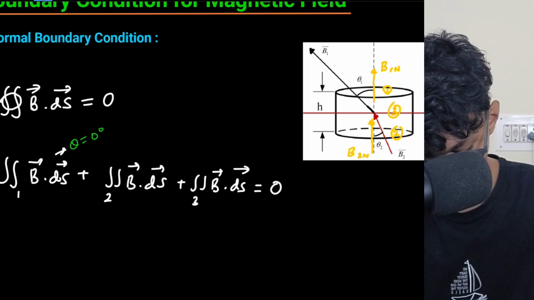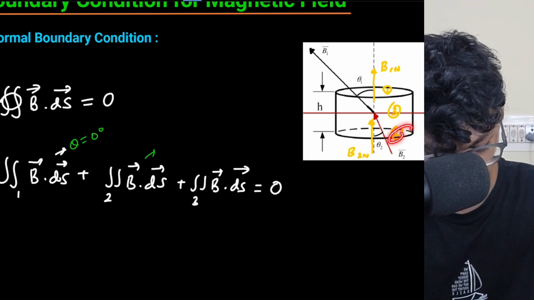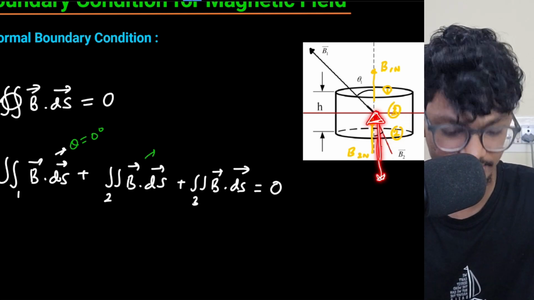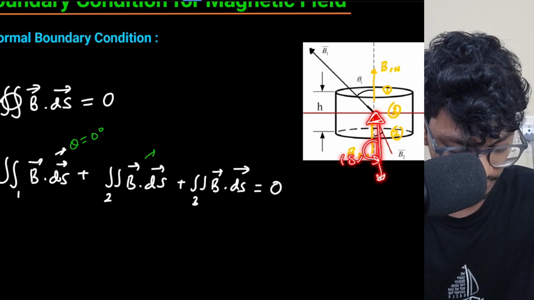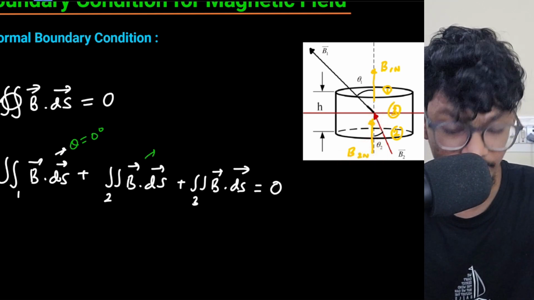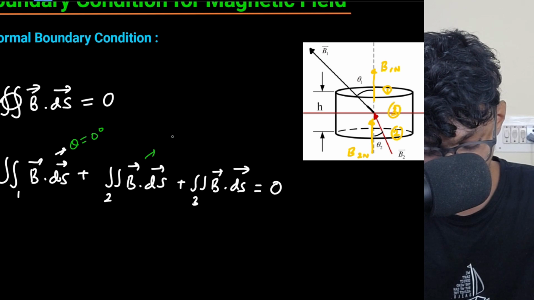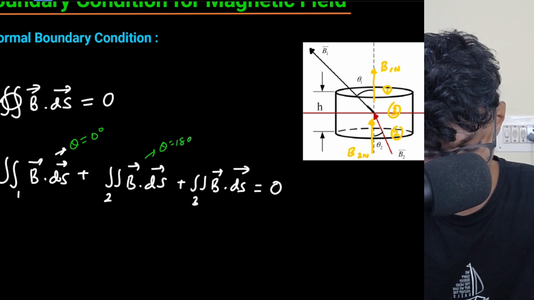Theta 0. Here in the second surface, what I can observe is the area vector is in this direction and my magnetic field is in this direction. So it is totally a 180 degree phase shift, right? So here the angle between the area vector and the magnetic flux density is 180 degrees.